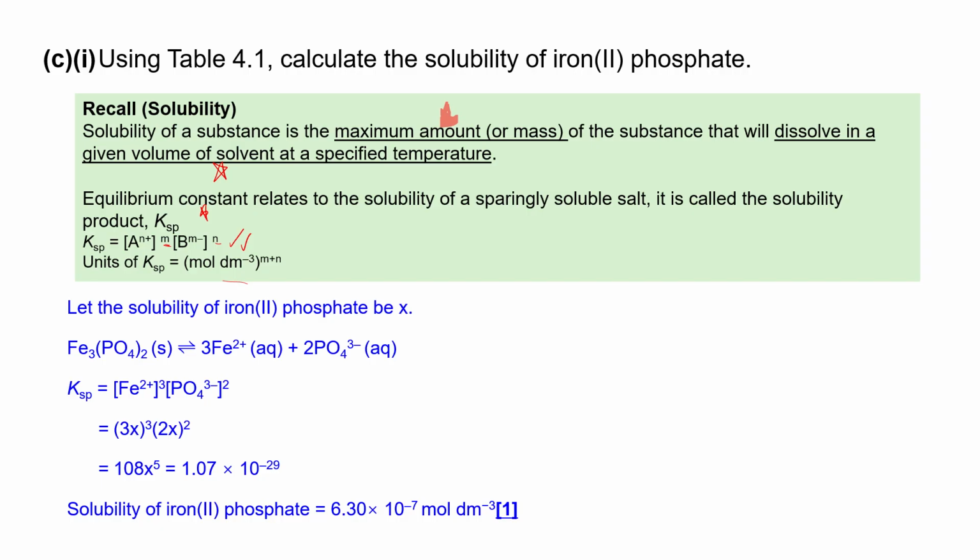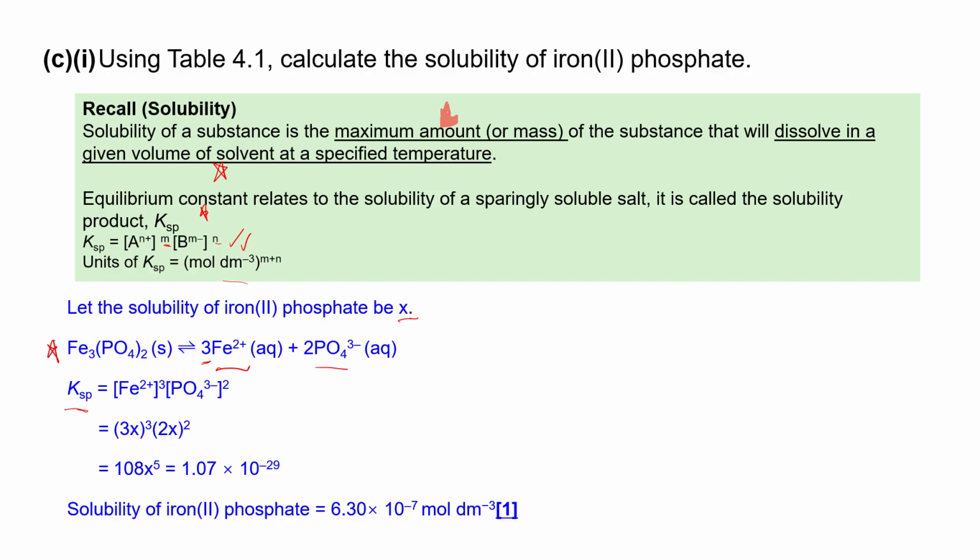To find the solubility of iron 2 phosphate, you let it be x. Since the table gives the Ksp of iron 2 phosphate as 1.07 times 10 to the power of negative 29, first form the equation where iron 2 phosphate is in equilibrium with its ions. So there should be 3 Fe2+ aqueous and 2 phosphate ions. With that, form the Ksp expression.